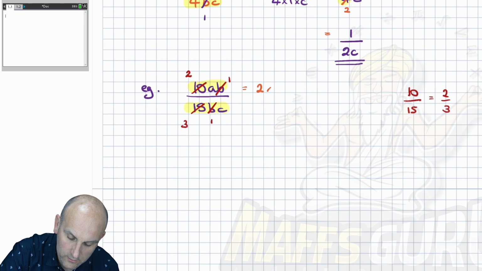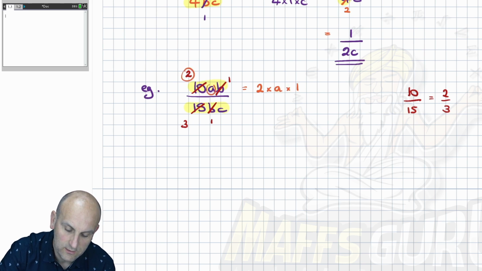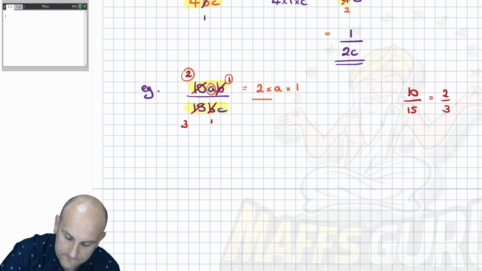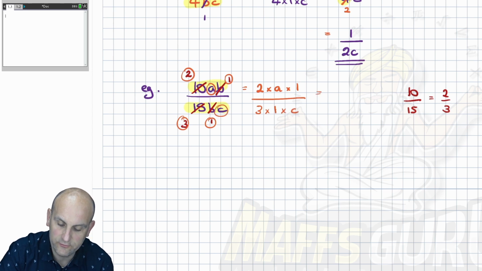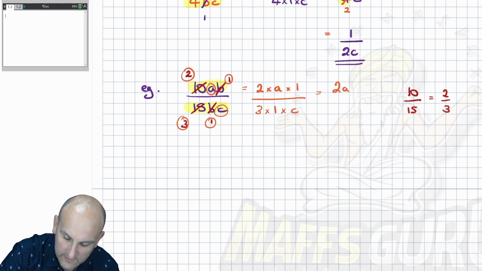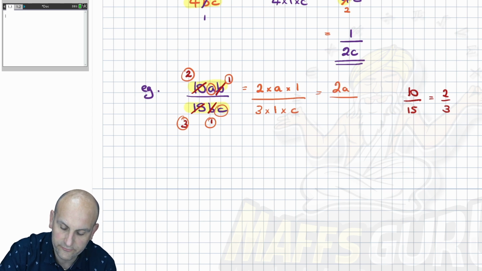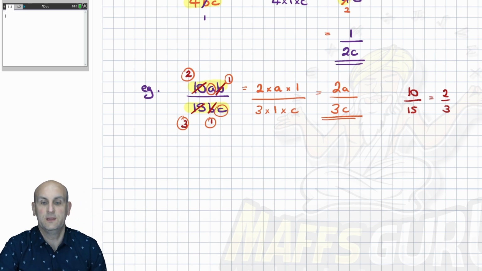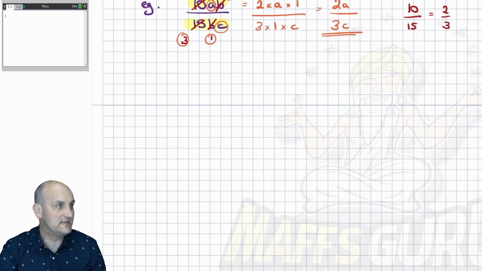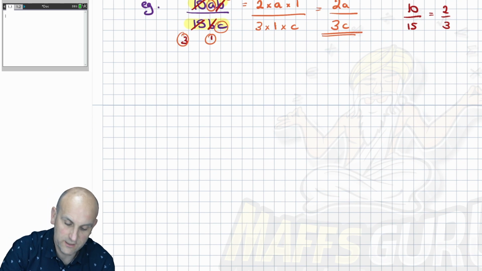We've got 2 times A times 1. So there's the 2, there's the A, and there's the 1, divided by 3 times 1 times the C that's left. Let's simplify that. 2 times A times 1 will just give me 2A. And 3 times 1 is 3, times that by C gives me 3C. And believe it or not, we've done it. So fractions tend to trick people, but there's no reason why they should.